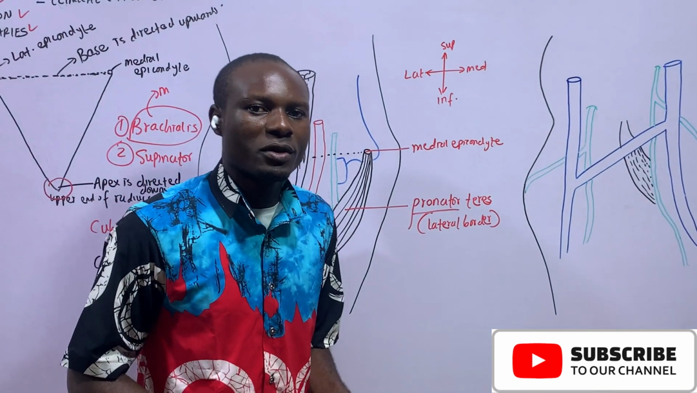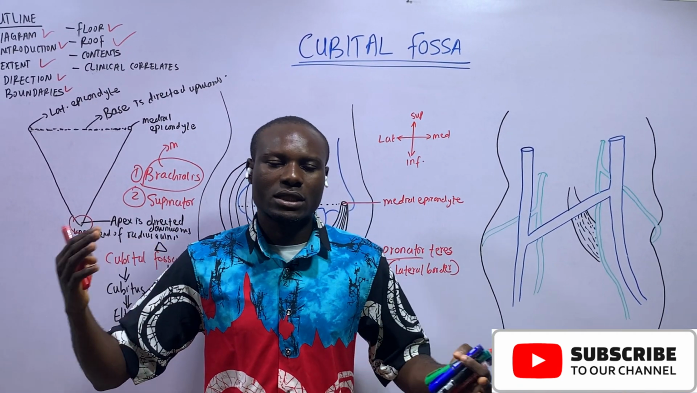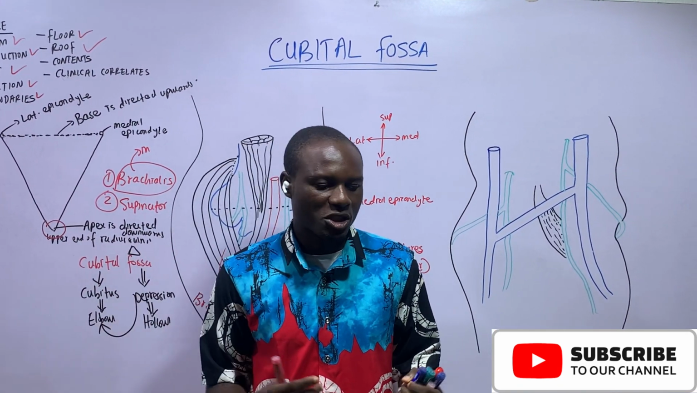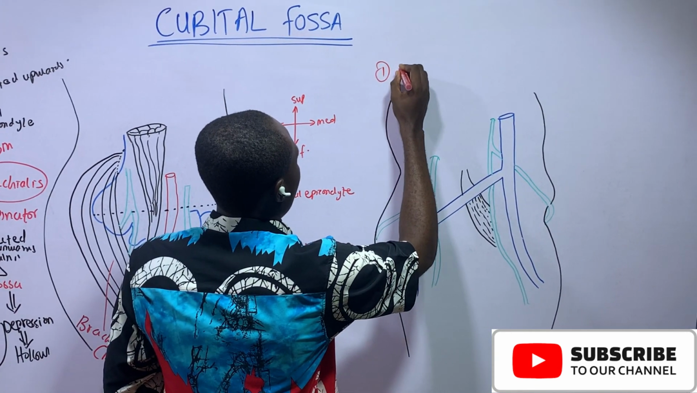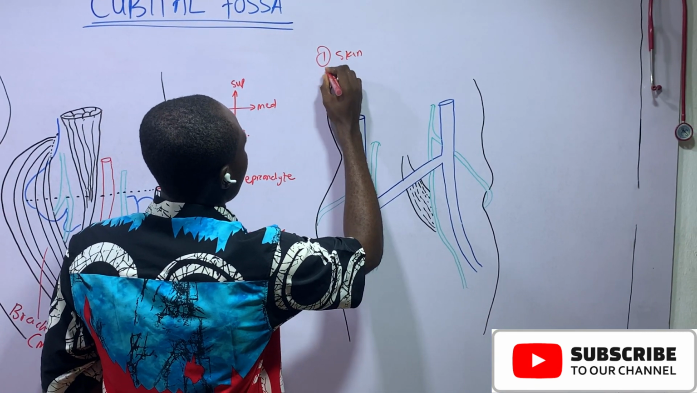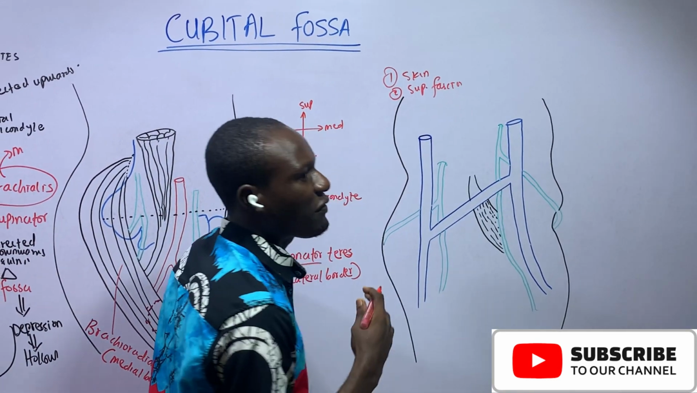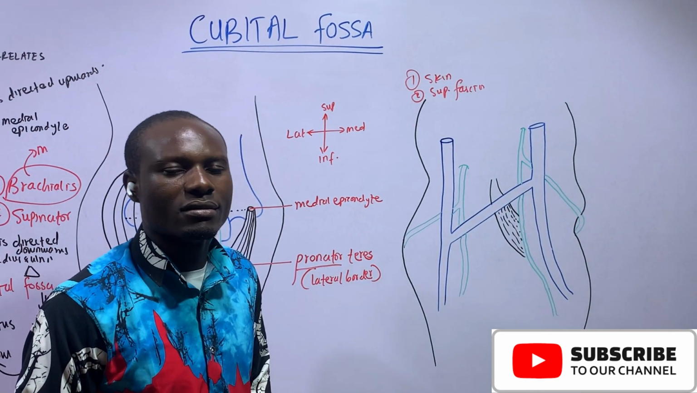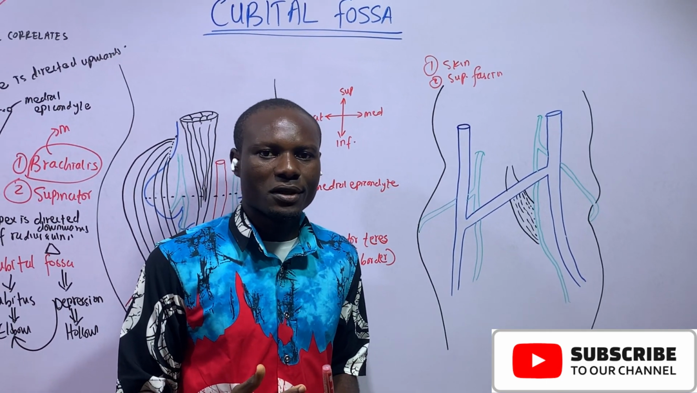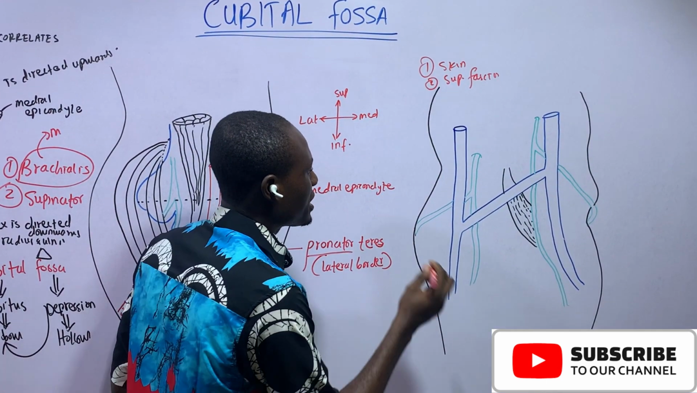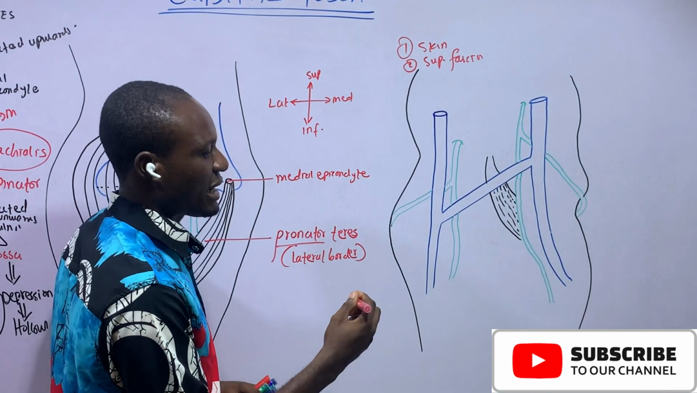The roof of the cubital fossa is formed from outside in by the skin and the superficial fascia. The superficial fascia is not an empty vessel. It has some structures within it. The superficial fascia contains the cephalic and the basilic veins.